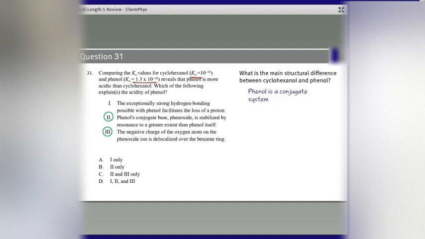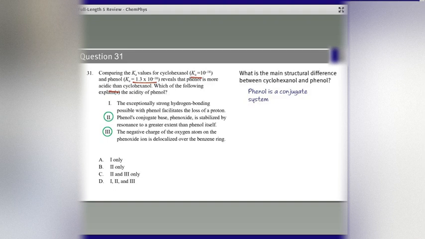Well, in this case, think about it. If I go to 2, phenol's conjugate base, phenoxide, is stabilized by resonance to a greater extent than the phenol itself. Well, yeah, it would be, because if it's a conjugated system and I get rid of that proton, I'm able to stabilize that charge. That helps me get rid of statement 1 first. Then I would go back to statement 3. The negative charge of the oxygen atom on the phenoxide ion is delocalized over the benzene ring. Absolutely. 3 is definitely going to be true. So I can get rid of B.